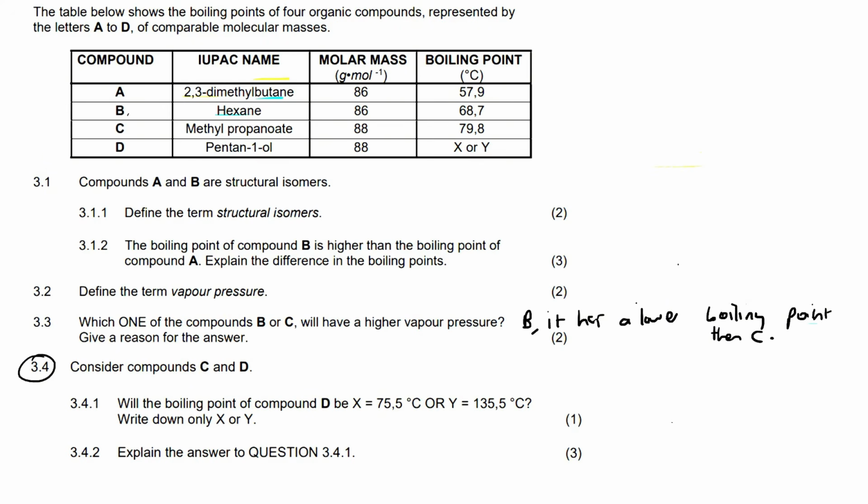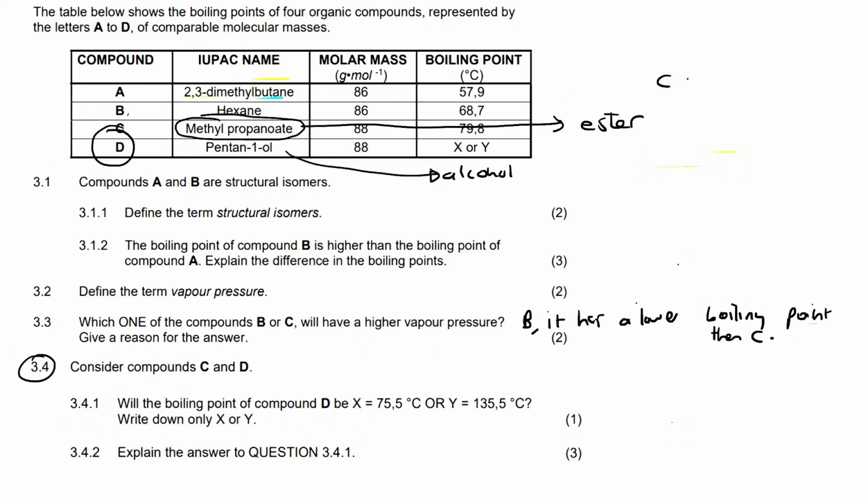Okay. This one says, consider compounds C and D. Will the boiling point of compound D be X or Y? So they're pretty much saying, would it be higher or lower than this one? Because if it's X, then it's 75.5, which is lower. And if it's Y, then it's 135.5, which is higher. That's essentially what they're asking. So what we have here is a 4-carbon ester. And this is a 5-carbon alcohol.